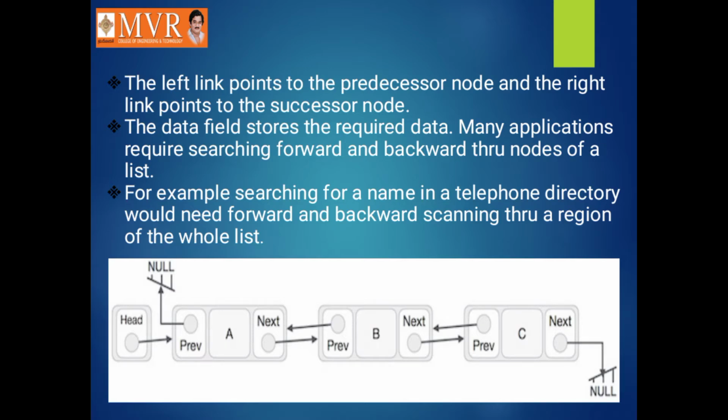Previous is stored in the left link, and the right link contains next. That is, previous means the address of the previous node, that is, the node before. Next means the address of the next node. So by using these addresses, we can move forward as well as backward in a double linked list. And in the last node of the double linked list, the right link will be null, indicating that the linked list ended there.